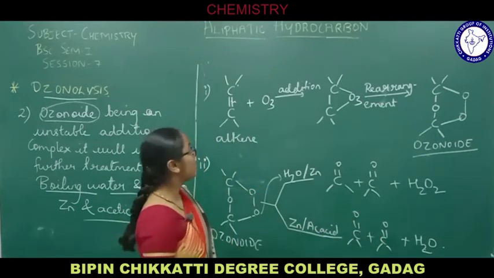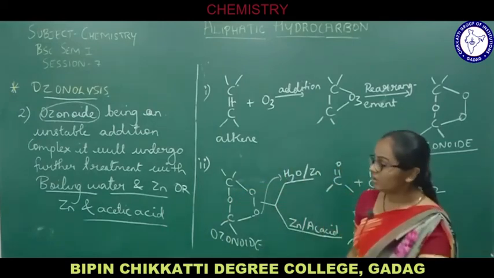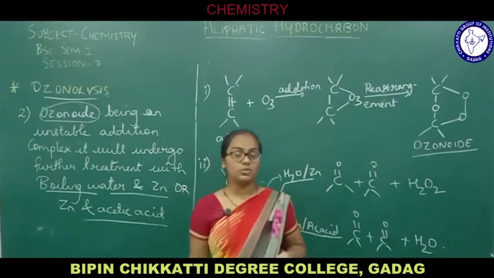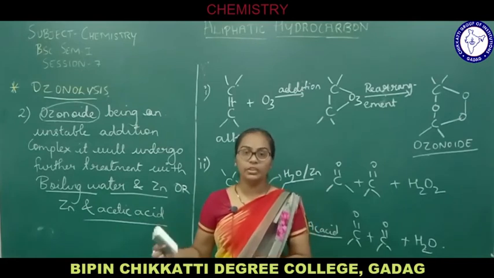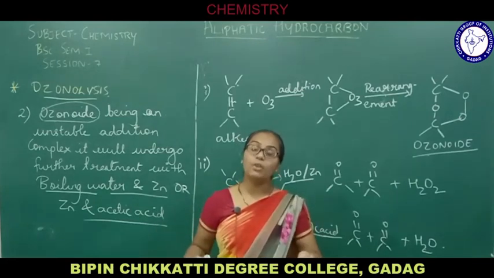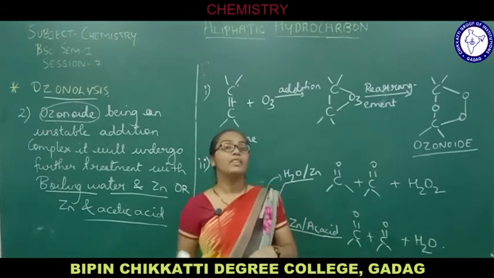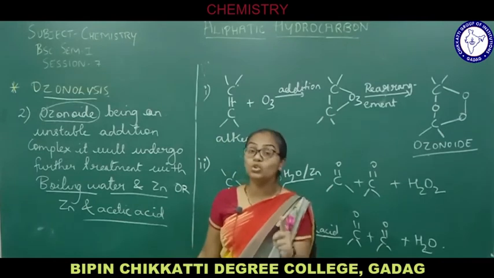So we have completed two topics. The first one was the Birch reduction, where partial reduction takes place, and the catalytic reduction, where the alkene or olefin gets formed from the alkyne in the trans form and the cis form. Whereas in the second topic we emphasized the ozonolysis.